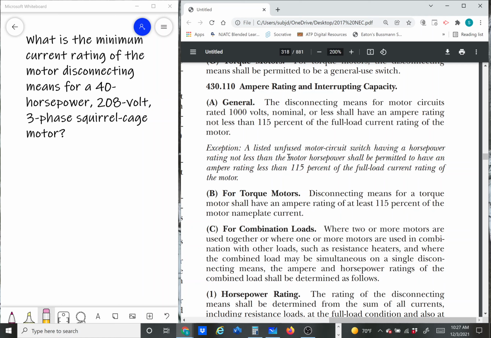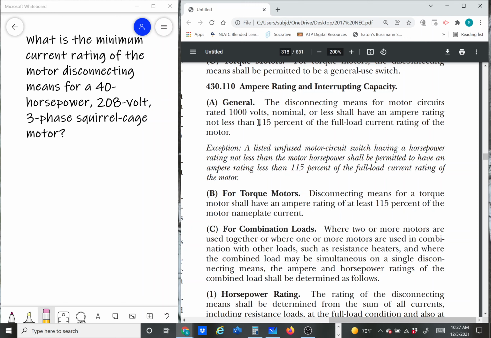In this case here, it is 430.110(A), which lays out pretty solid for us right at the very beginning. The disconnecting means for motor circuits rated 1,000 volts or less shall have an ampacity rating not less than 115% of the full load current of the motor. Nameplate we can only use for overload. So now that we're back on disconnects, we have to go back to our table amps of 430.248 for single phase or 430.250 for 3-phase.